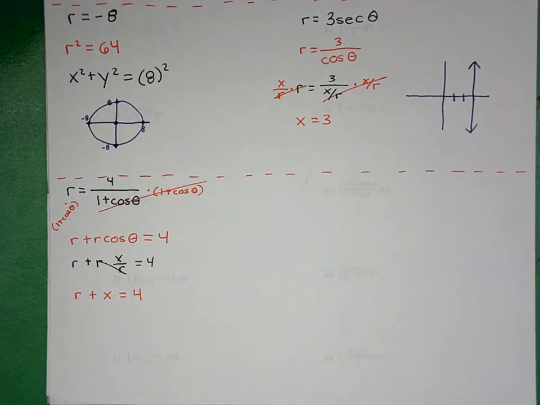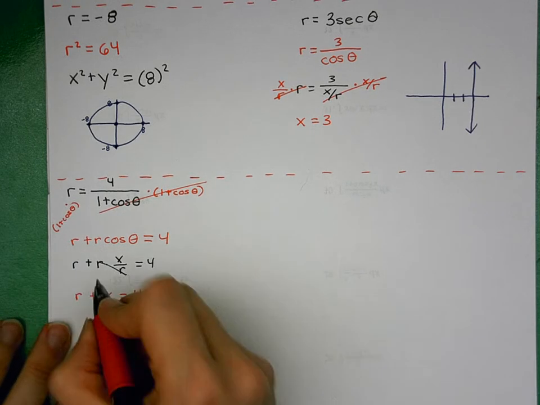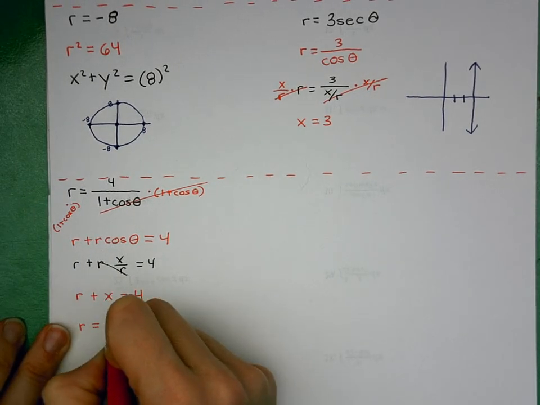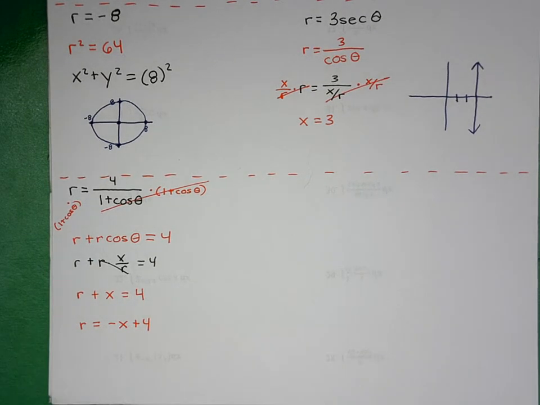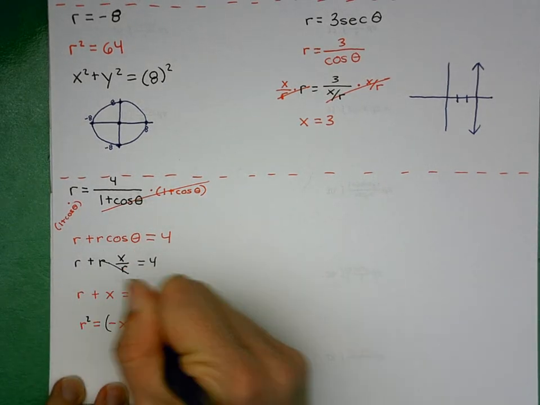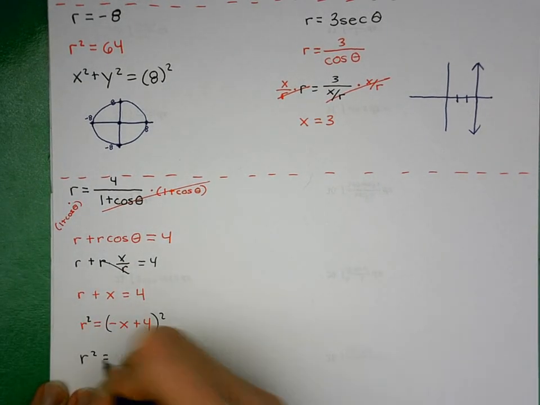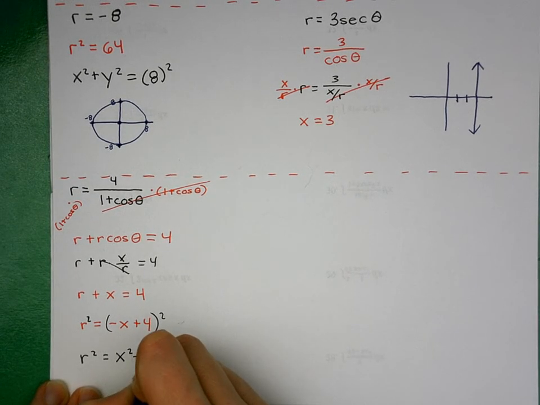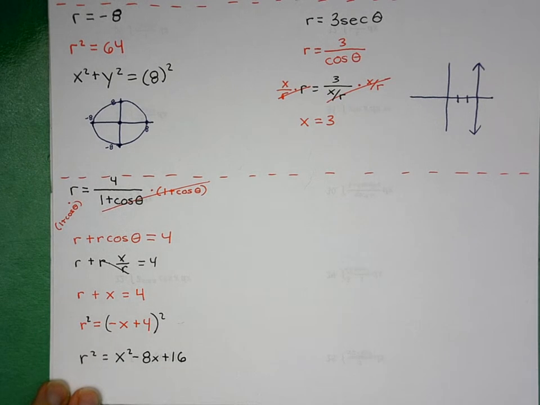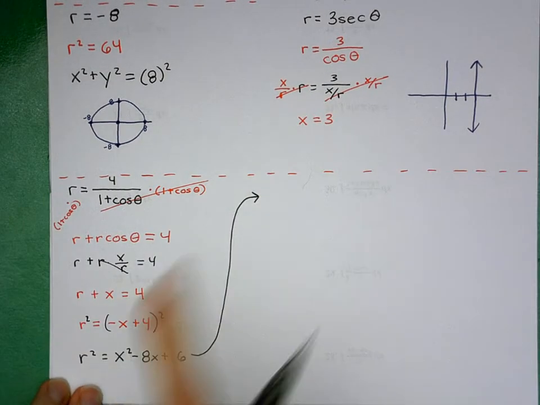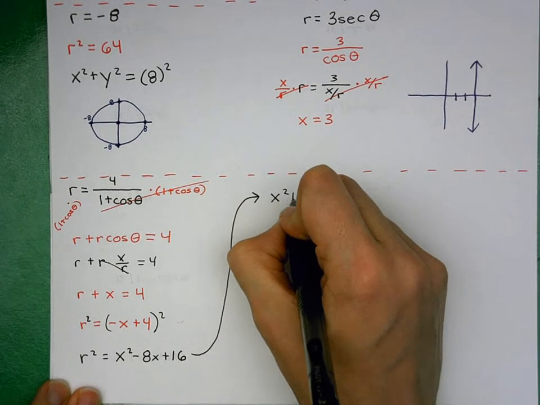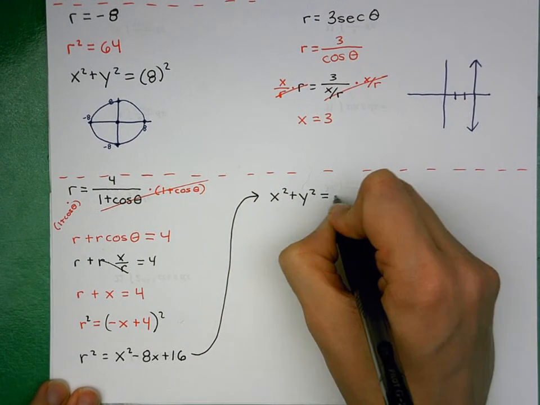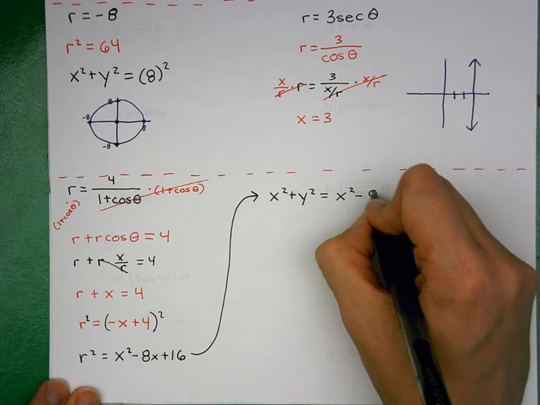Okay? Second step, isolate r with the ultimate goal of getting r squared. So we're going to go ahead and subtract that x over to the other side. Okay? And then how can I get this to be r squared? Well, I'm going to square both sides. And so I have r squared equals, over here, if I FOILed this, first, outside, inside, last, for these two terms, negative x plus 4 times negative x plus 4, I'd have x squared minus 8x plus 16. Which I can now substitute in for r squared. r squared is the same thing as x squared plus y squared equals x squared minus 8x plus 16.